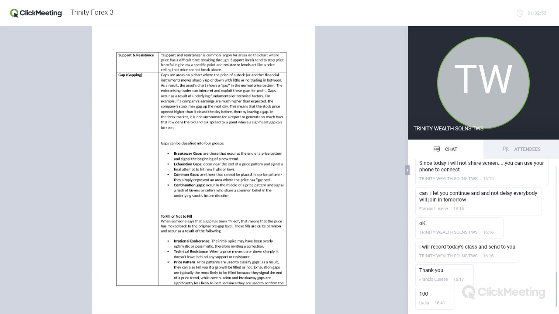Then we have what we call gapping. I will not read through it. At one time, you can just read through. I just want to explain what gaps are all about.